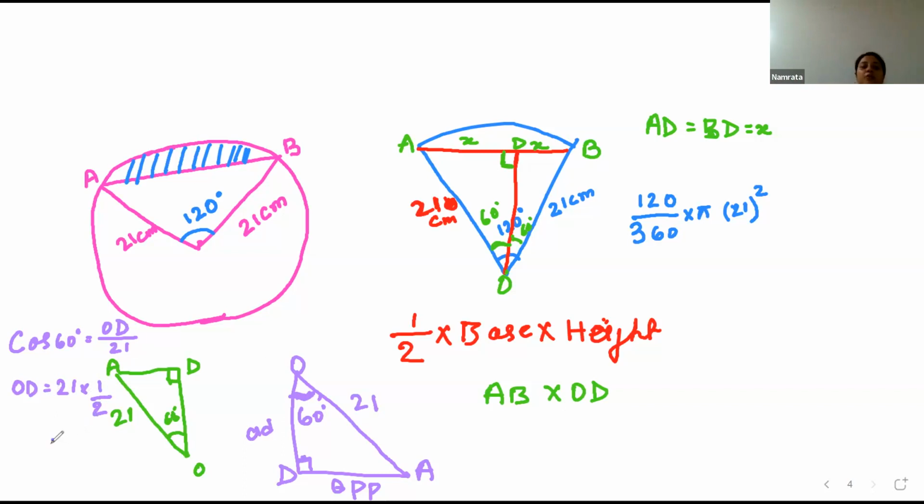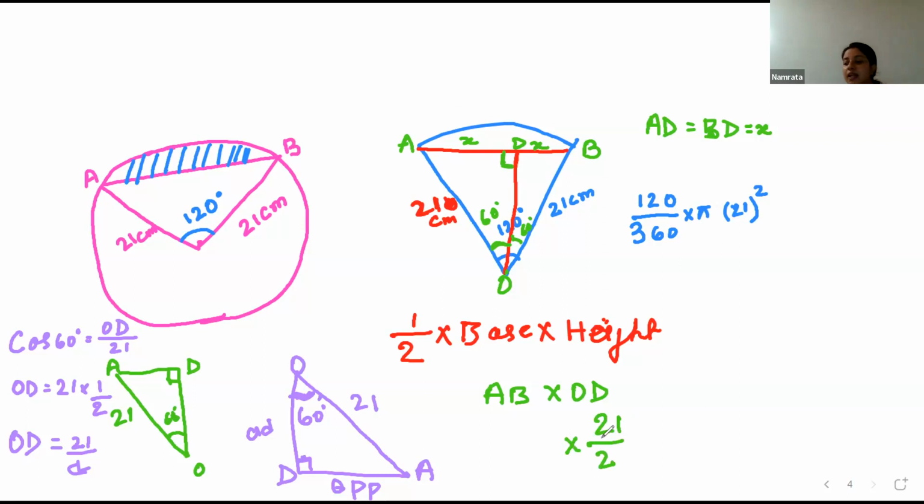So here we will be having 1 by 2. So 21 by 2 is what? Let's write it as 21 by 2 for now. So we got OD as 21 by 2. Is it clear to both of you? With the help of trigonometry, we got OD as 21 by 2. Why are we finding OD? To find the area of the triangle. Okay. So OD value I am writing here, 21 by 2.